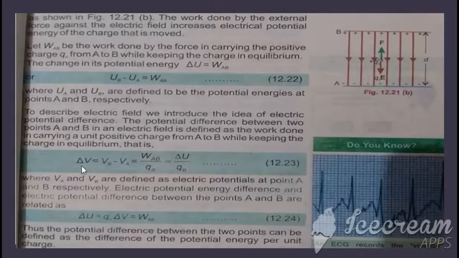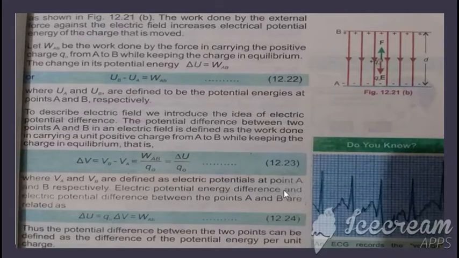So we can define it as delta V. Delta V is the electrical potential difference, which is VB minus VA, where VB is the potential at point B and VA is the potential at point A. This is equal to WAB over Q naught, the work done per unit charge. Work done is equal to the difference in electrical potential energy, so this is equal to delta U over Q naught.